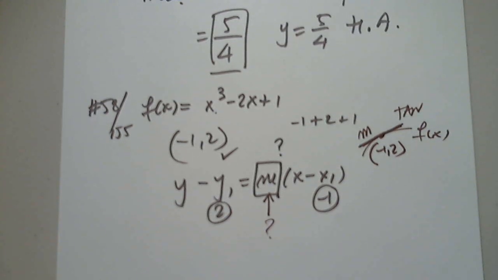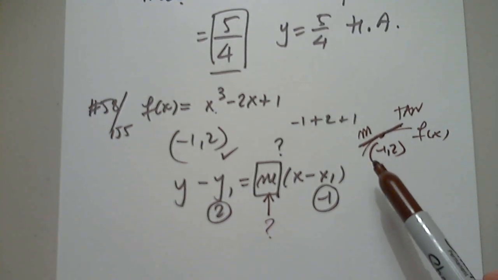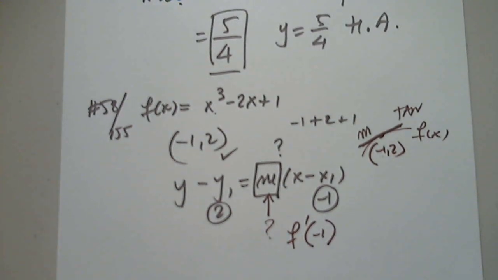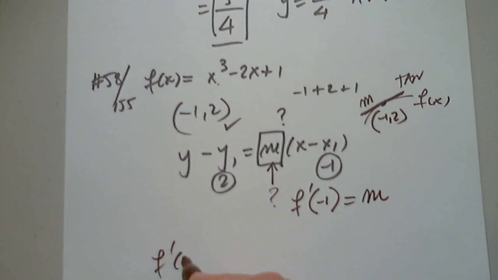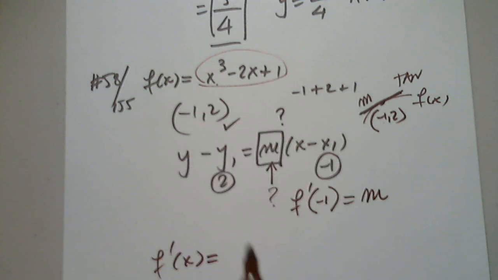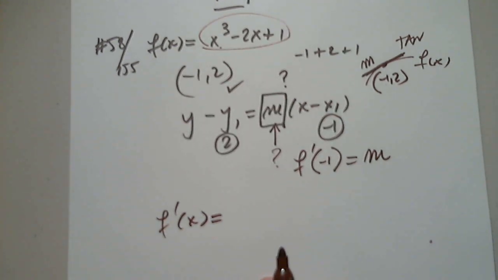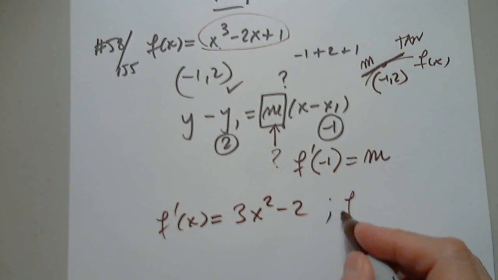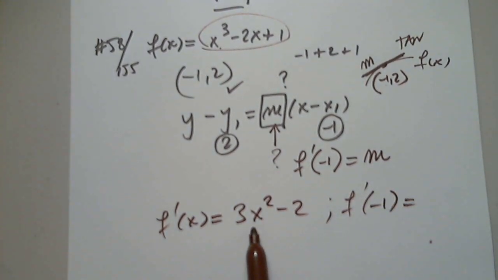How do I find it? Yes. I'm trying to remember, but is it the derivative of f at -1? Exactly. That is the slope. So I have to find f prime of x. Can anyone give us f prime of x? 3x squared minus 2. Excellent. So now I want f prime of -1. -1 squared is 1. 1 times 3 is 3. 3 minus 2 is 1.